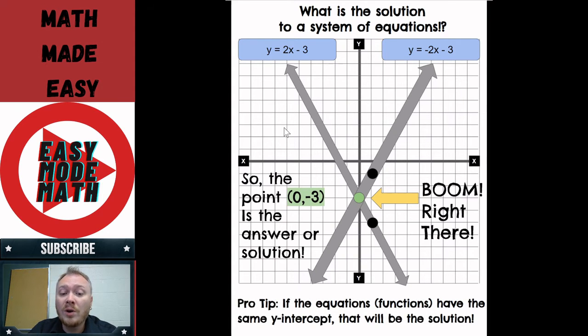And we always want to write it as a point. Pro tip, if the equations or the functions have the same y-intercept, that will be the solution. In this case, they both had the y-intercept of (0, negative 3), so that point is going to be my solution, which is pretty cool. And you can notice that in the equations themselves, okay?